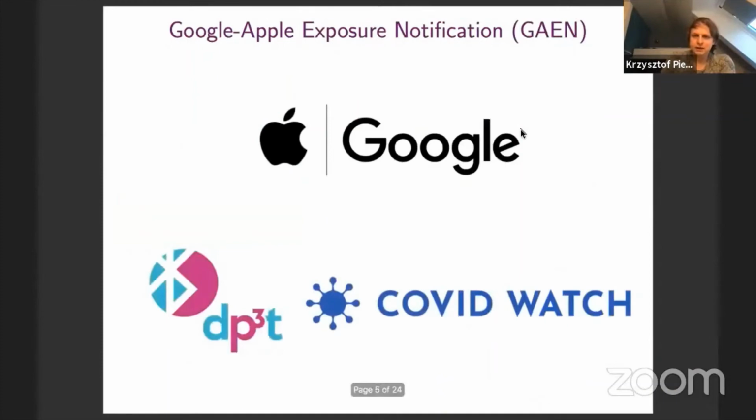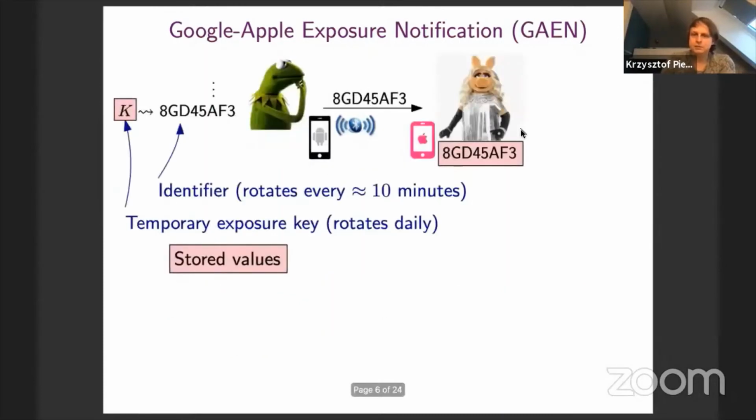But before I do that, let me give a 1-minute summary of the Google Apple API, which is basically the scheme that underlies most of the deployed schemes these days. It's an extremely simple scheme, and it works as follows. When you install the app, it has a daily key. From this key, every 10 minutes, a new identifier is derived deterministically, and that identifier is then just broadcast. At the same time, the app constantly records all the identifiers that it receives, and every app does both of those operations, receiving and sending.